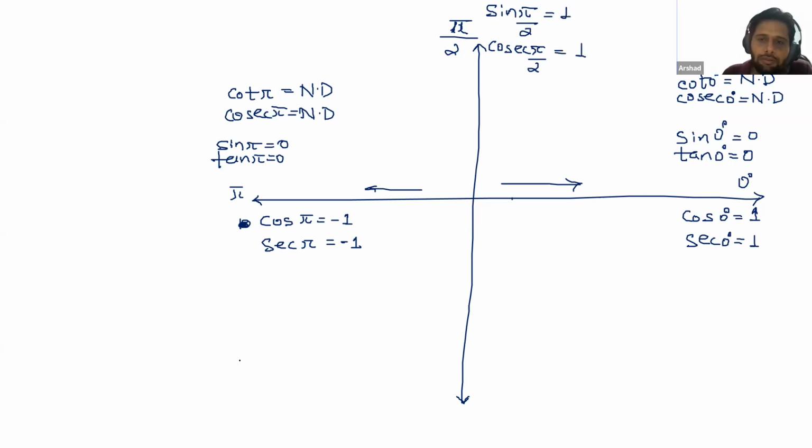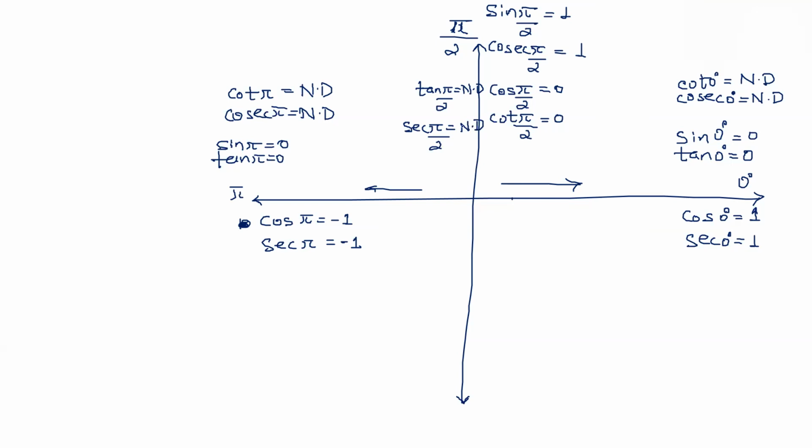Okay, is it clear? So sine and cosec are 1. If I ask you cos pi by 2, what's the value? 0. Good. Next is cot pi by 2. What's the value of cot pi by 2? 0. Next, tan pi by 2 is what? Not defined. Sec pi by 2 is what? Not defined. Pi by 2 is 90 degrees, right? Yes, that's correct.